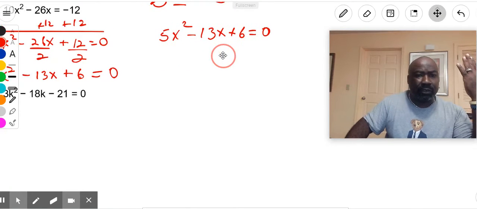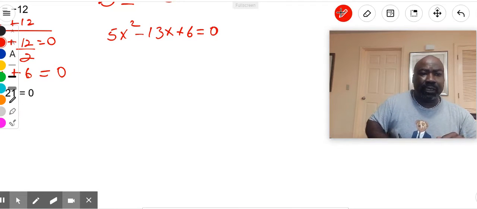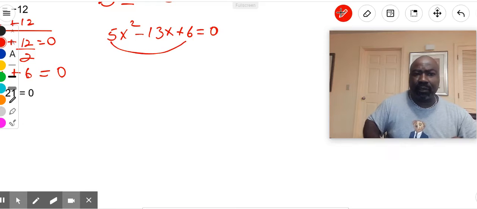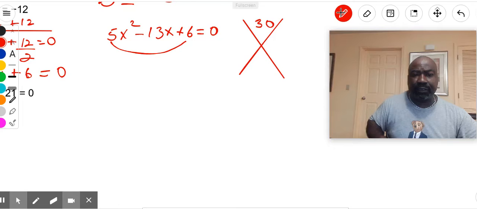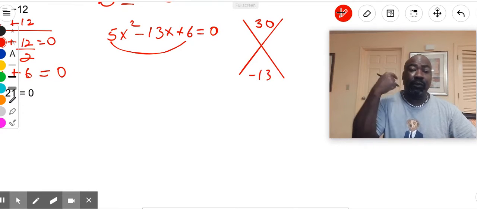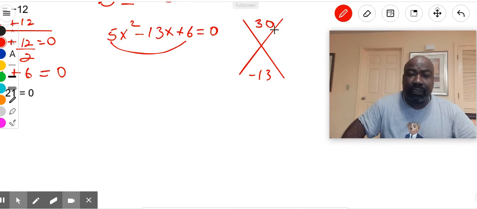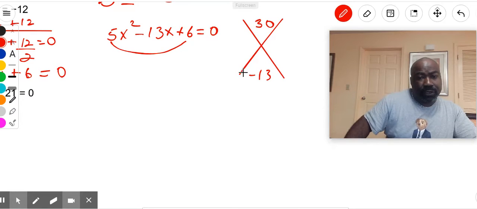This right here, I want to make sure it's correct. So in the particular box method right here, we have to multiply the A times your C. So 5 times 6 is just 30. And we need to find this term, negative 13, right here. Let me make sure you're clear on this and go over that, because we've done that on several worksheets before. So now we've got to find two numbers that multiply to get you 30, and when you add or subtract, you get your negative 13.